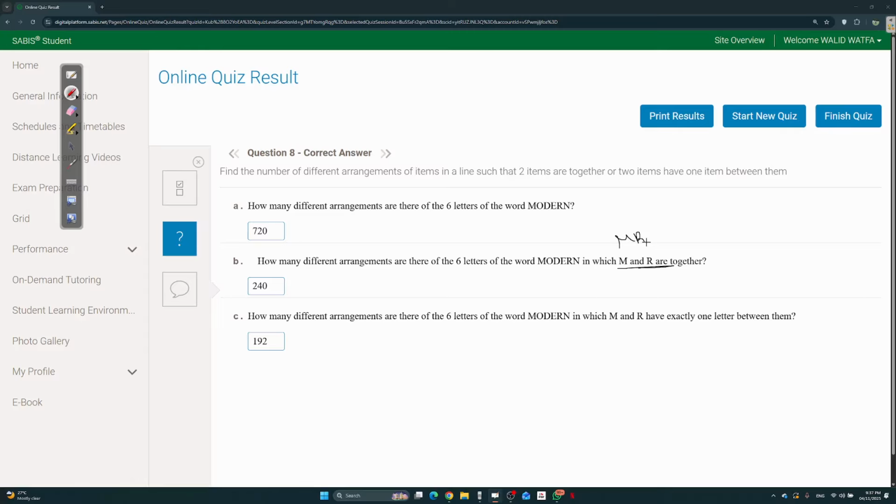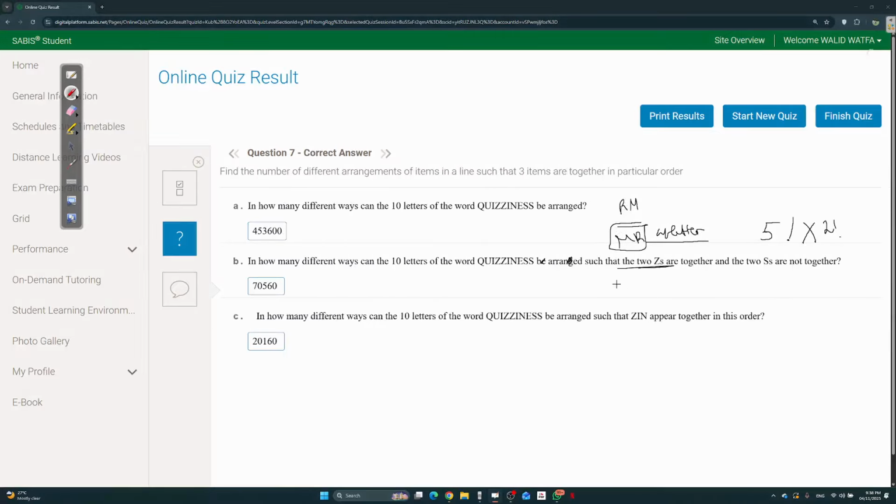since they want MR and then the rest of the word, how much? If you take MR out, how many letters do you have left? You have 4 letters left, so the total number of letters is 5. So 5 factorial. Nothing is being repeated, but you need to multiply by 2 factorial. Why? Because these letters are not the same, so you can rewrite this as RM as well. Someone might say, oh Walid, over here in ZIN, you didn't multiply by 3 factorial.